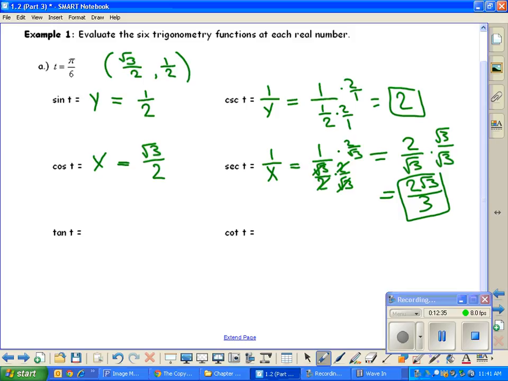Let's jump back over to tangent. Tangent is what in terms of x and y? Yeah. You just did y over x, which is, yeah, you are exactly correct. 1/2 over square root of 3 over 2. Let's clean this up a bit.